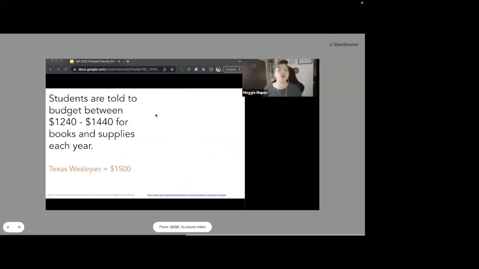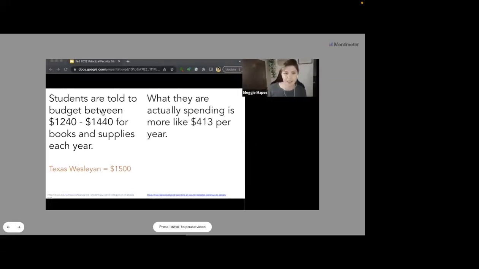And so overall, students are told that they should budget between $1,240 and $1,440 overall for books and supplies. For y'all, for this next year, students have been told $1,500 is what they should budget for books and supplies. Now, here's the thing. This is not what students are actually spending. What they're actually spending is more like $400 per year on books. If you could guess, and you can unmute or use the chat, what do you think makes up for this difference? Over $1,000, the substantial difference between what they're calculating you should be spending versus what students are actually spending.